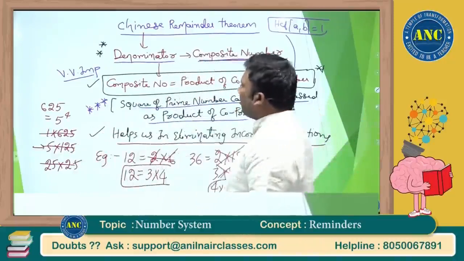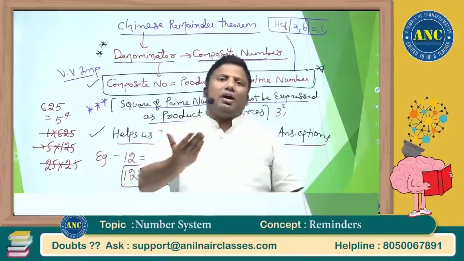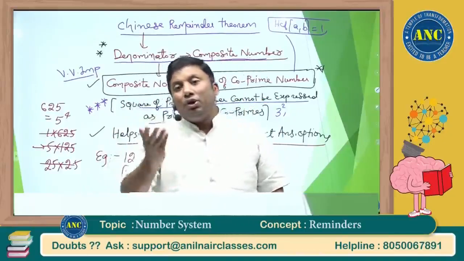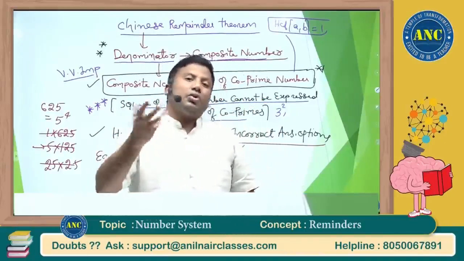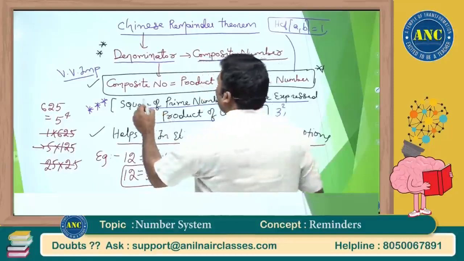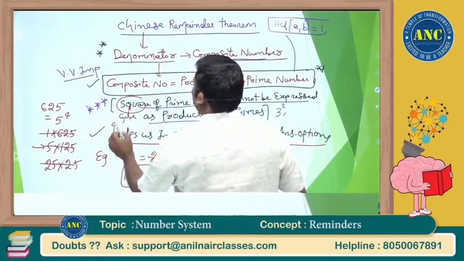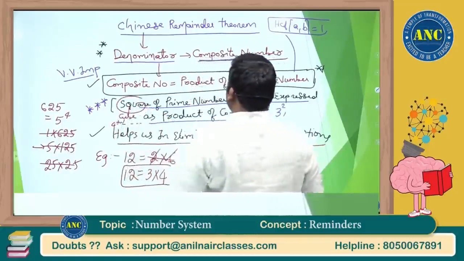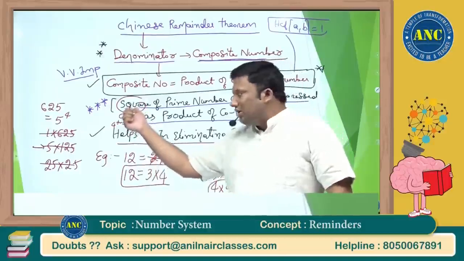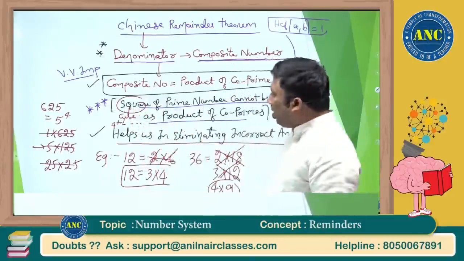So for a composite number, I just started with the square of a prime number. Can I take the cube of a prime number? 2 cube is 8: 1 into 8, 2 into 4. Both cannot be written as a product of coprimes. You can start with the square, cube, fourth power of a prime number; none of them can be written as a product of coprimes. Simplest is the square of a prime number, and any higher powers also cannot be written.